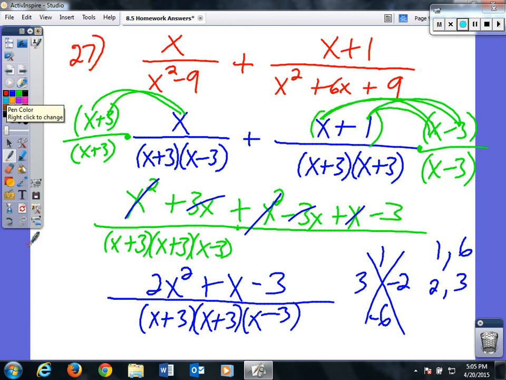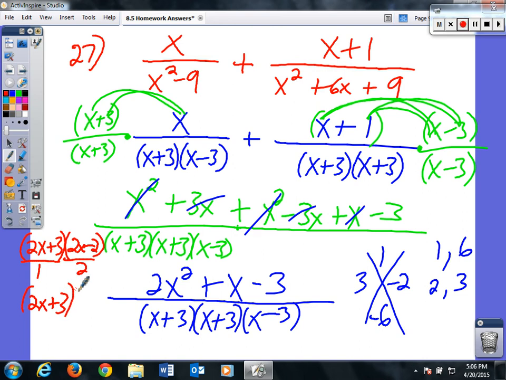I'm going to jump over to the left side now. And so we can take the 2 from the front, 2x, then add 3, and then 2x minus 2. And then divide out the greatest common factors here. So on the left that's 1, on the right that's 2. So we get 2x plus 3, and then that's going to be x minus 1.